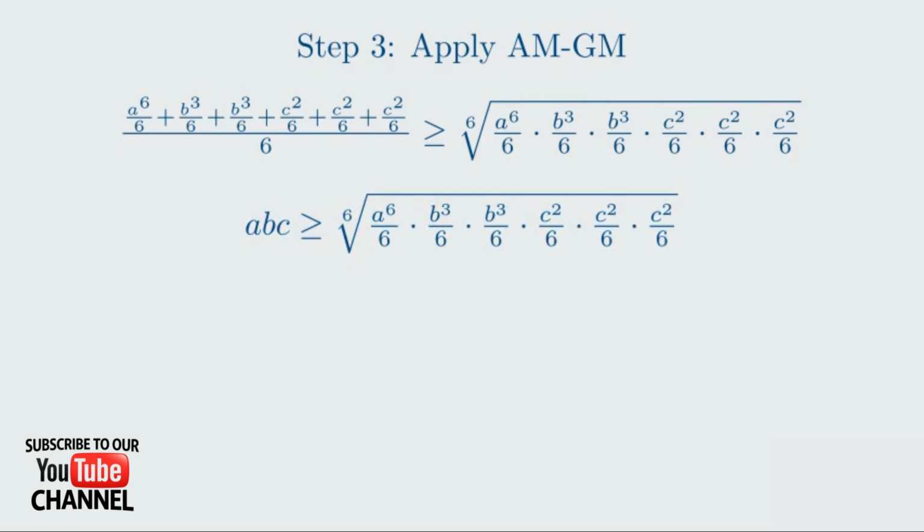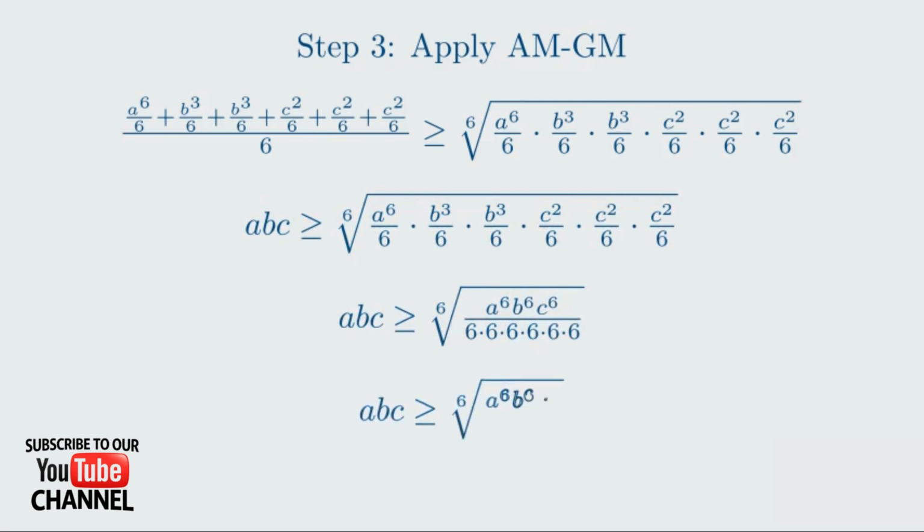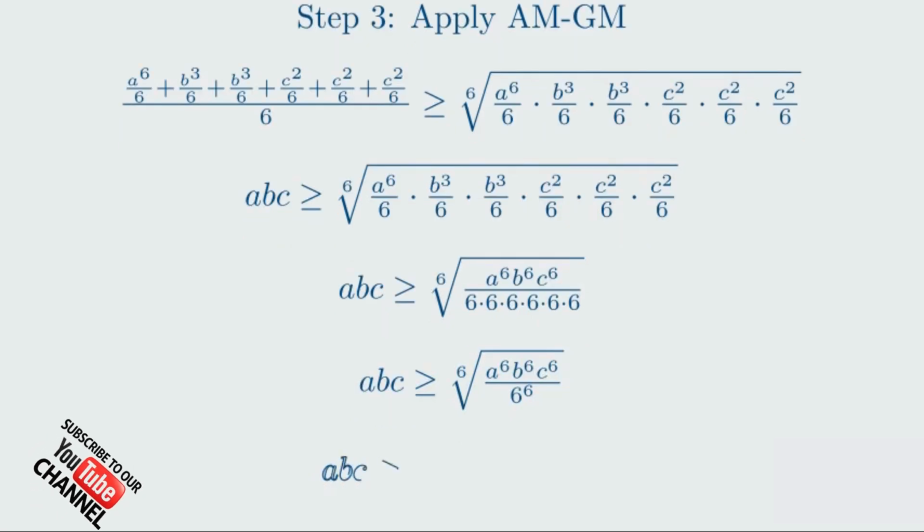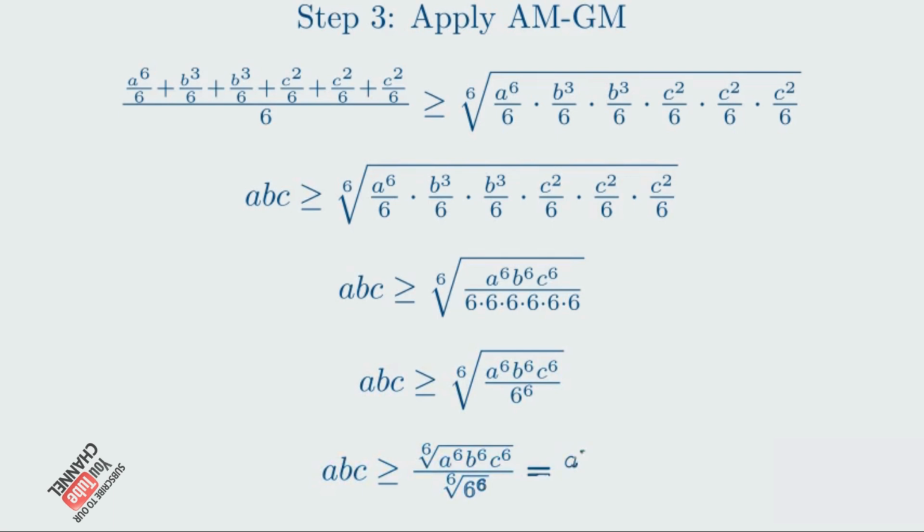Now let's work on the right side, the geometric mean. We'll combine the b and c terms. Inside the sixth root, we have the product. We can rewrite the product of the 6s in the denominator as 6 to the 6. Now we can simplify this sixth root. The sixth root of the fraction is the sixth root of the numerator divided by the sixth root of the denominator. This simplifies to abc over 6.